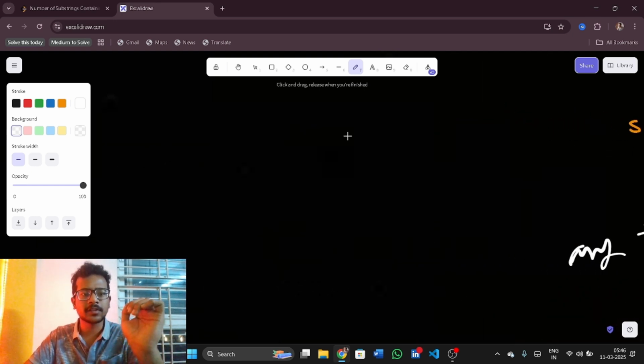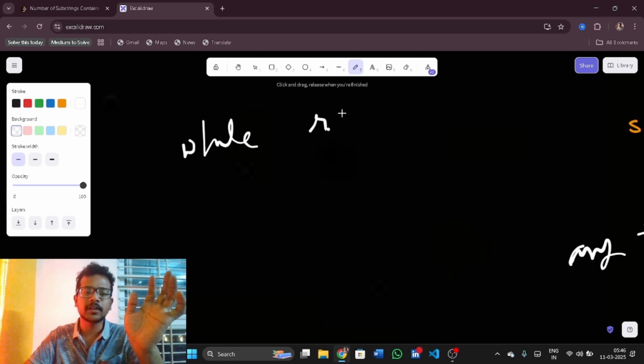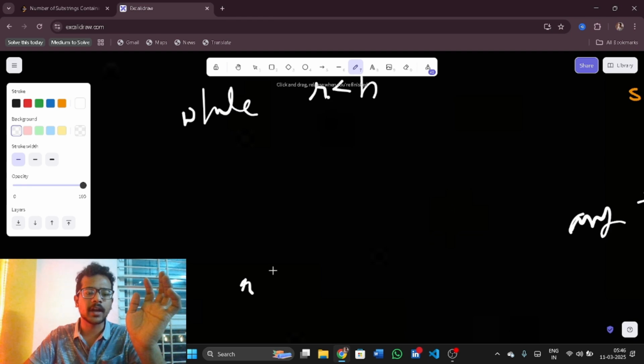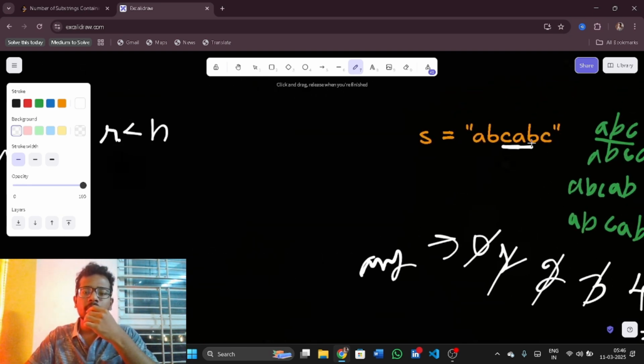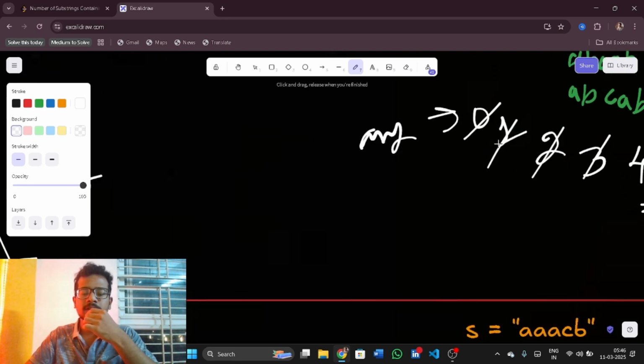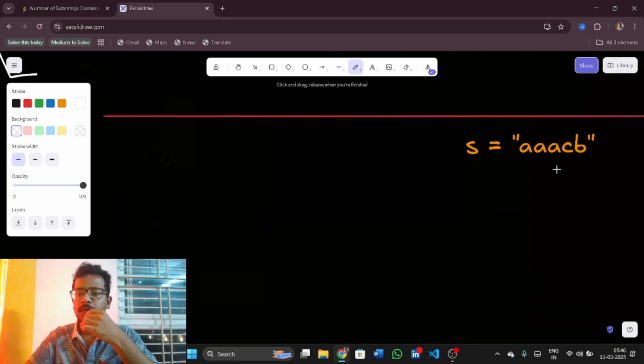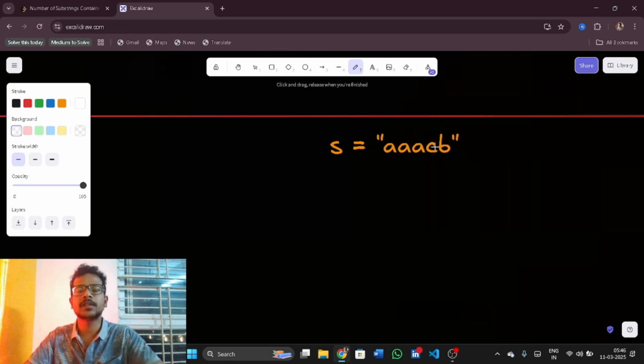Let me write the first thing. First, I need to go with right till n, so at the end, the right pointer will be incremented. So this is the outer loop. Now imagine I got it here. Imagine something like this.